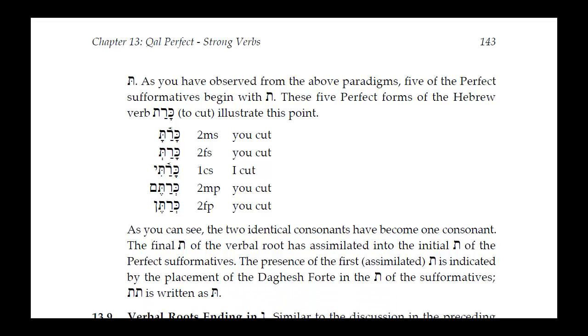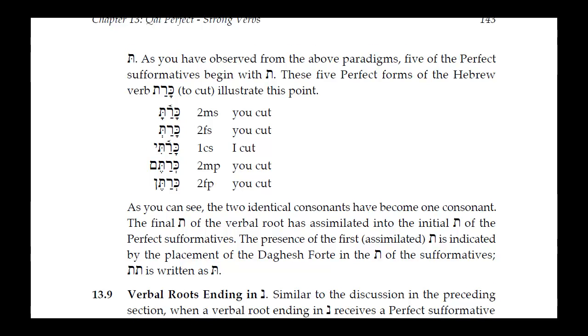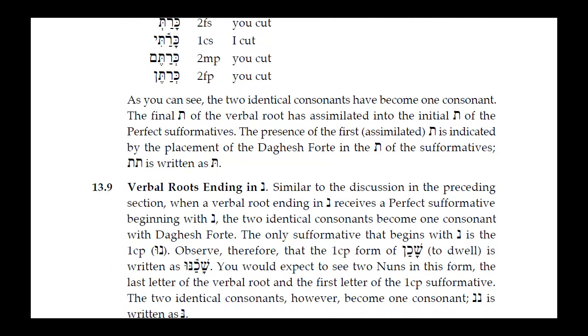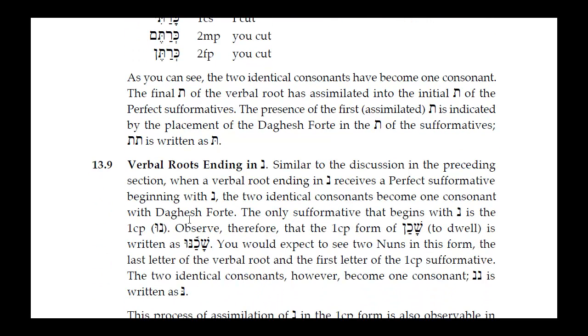As you can see, the two identical consonants have become one consonant. The final tav of the verbal root is assimilated into the tav of the perfect sufformative. So we also have the same thing when we have noons. A verbal root ending in noon is similar to the discussion that we just talked about with the tav.